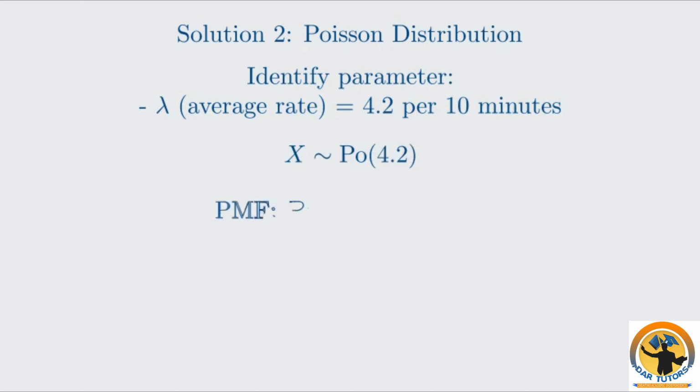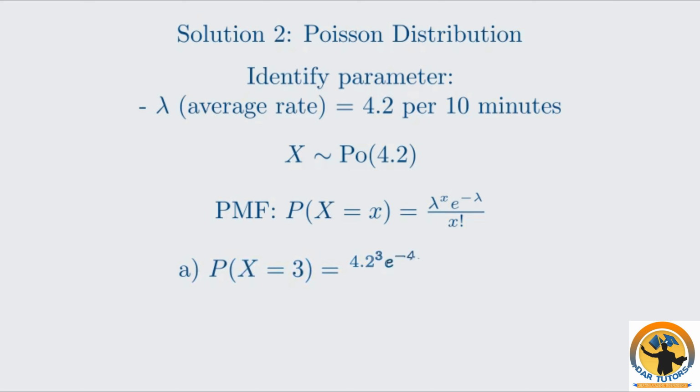Part A asks for the probability of exactly 3 customers, P(X=3). Using the Poisson PMF with x = 3 and lambda = 4.2, we get approximately 0.185. A calculator's Poisson PDF function, poissonpdf(4.2, 3), provides this.